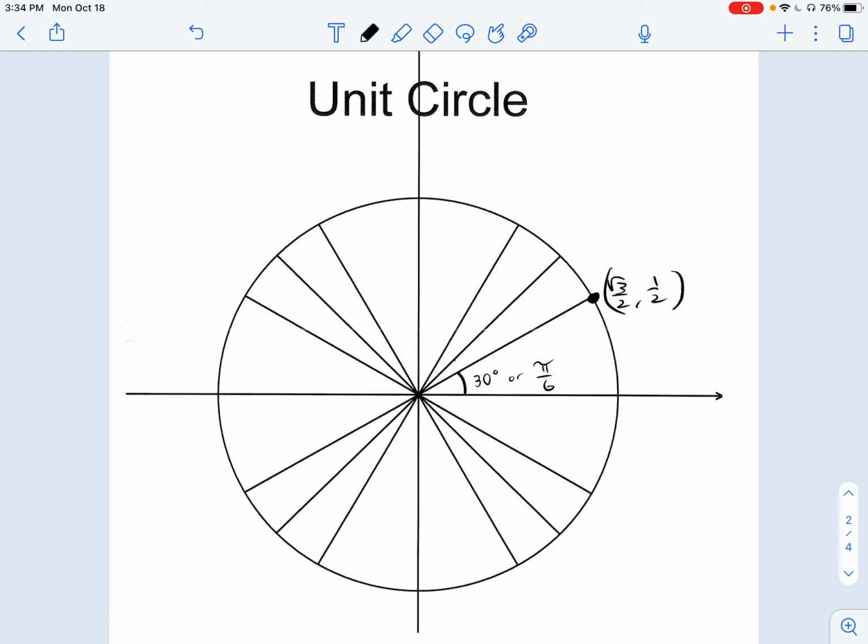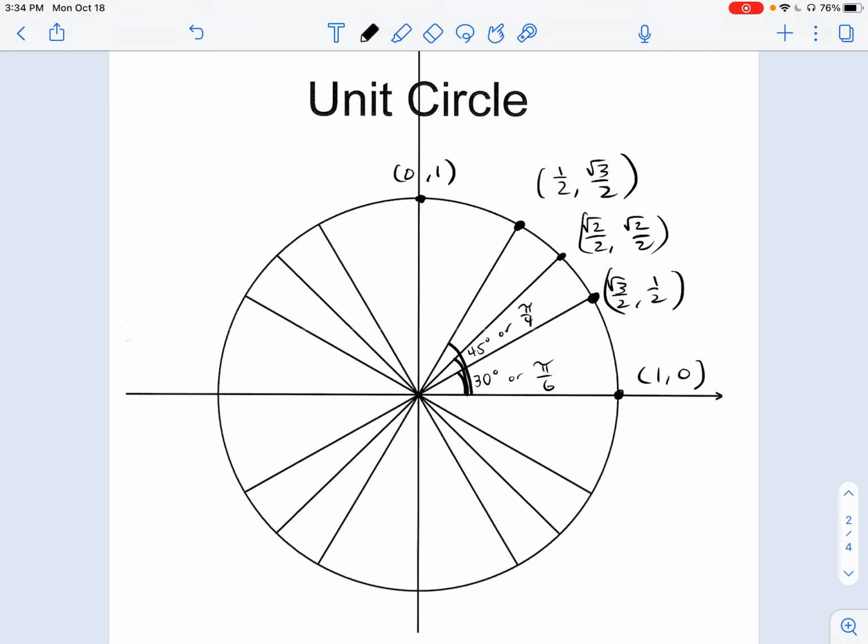This angle over here, I'm just going to draw this going up this way. This angle up to this point is 45 degrees, or pi over 4. This we just determined had an x and y value of root 2 over 2, root 2 over 2. This coordinate up here, coming all the way up to 60 degrees, is going to be 1/2, root 3 over 2. We did that as well. And since our radius is equal to 1, we already know that these are 1, 0 and 0, 1.